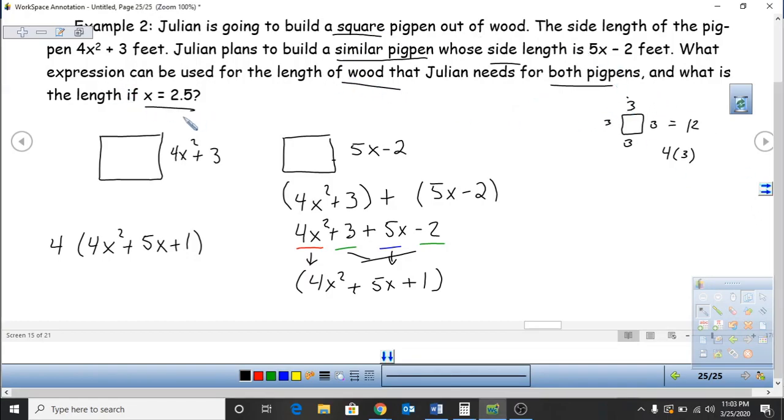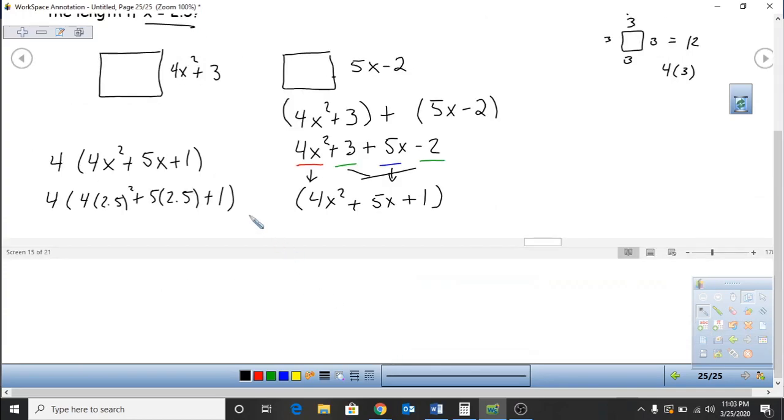Right? Now the final question wants to know, how much wood would he need for both pig pens if the length of x is equal to 2.5. So what I'm going to do is take x, and again, I'm just going to replace it with 2.5. Anywhere I see an x, I'm going to replace it with 2.5, all right?